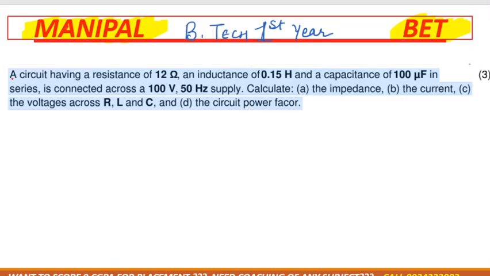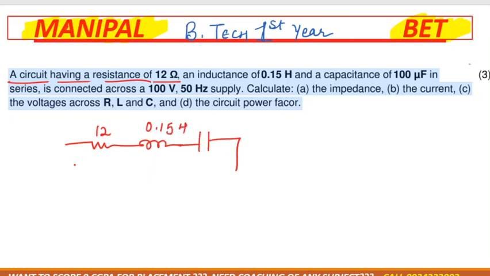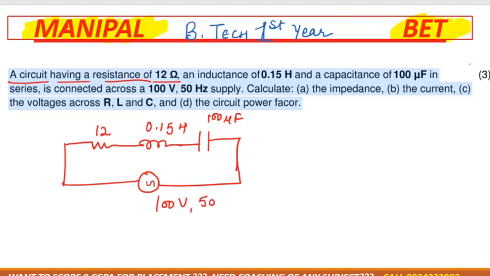In this question, they said a circuit having a resistance of 12 ohm, inductance of 0.15 Henry, and capacitance of 100 microfarad is connected in series across a voltage of 100 volt, 50 hertz. So whatever they give you, draw it in the form of a diagram.